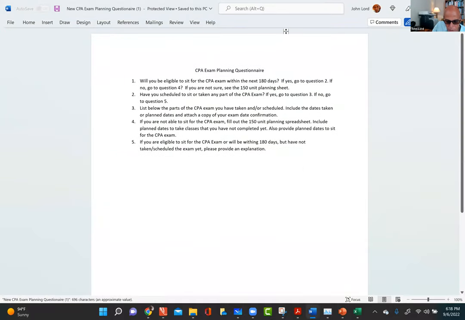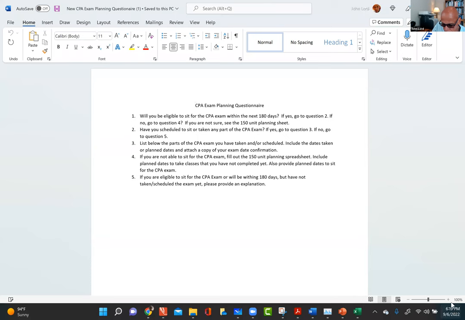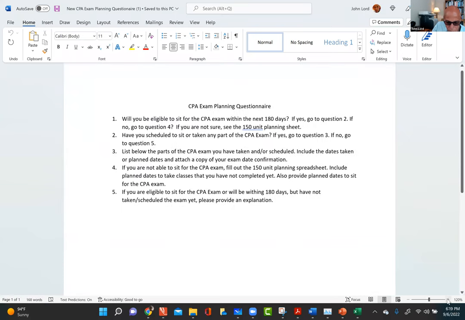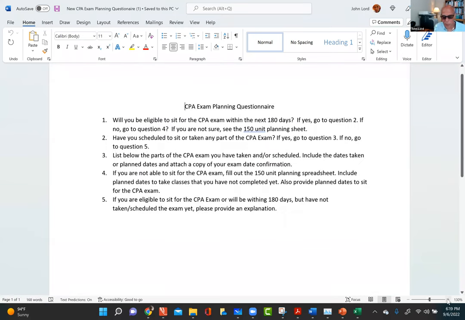And what I want you to do is answer these questions, okay? Will you be eligible to sit for the CPA exam within the next 180 days? If yes, go to question 2. If no, go to question 4. Let's look at question 2. Have you scheduled to sit or taken any part of the CPA exam? If yes, go to question 3.